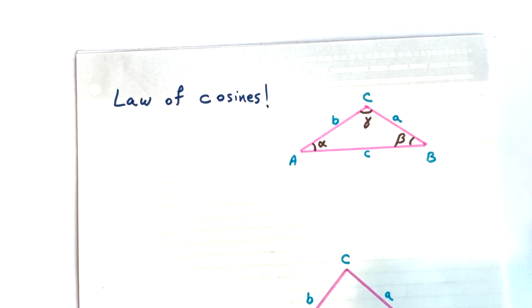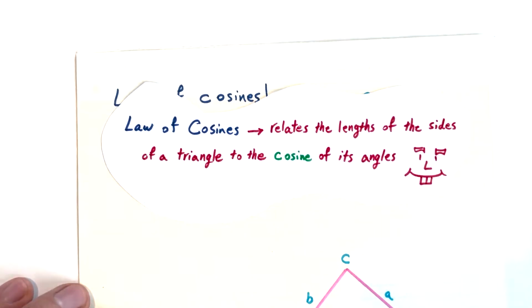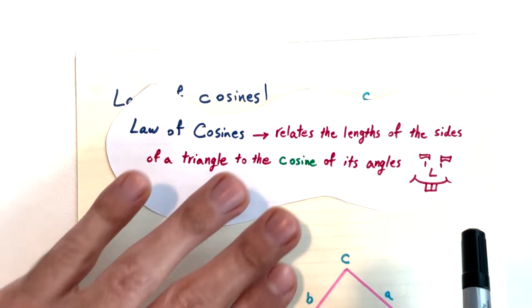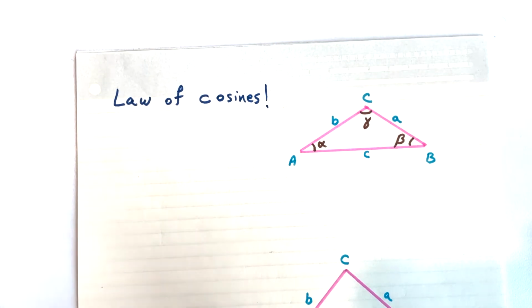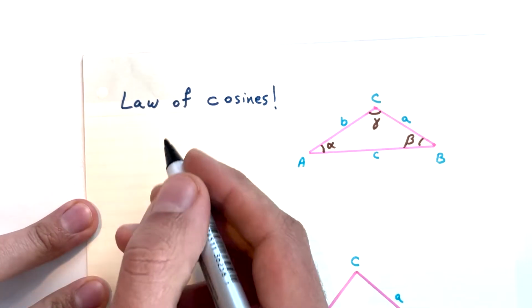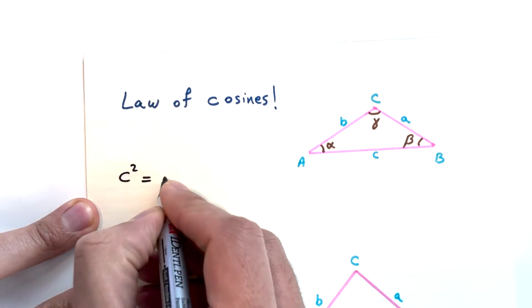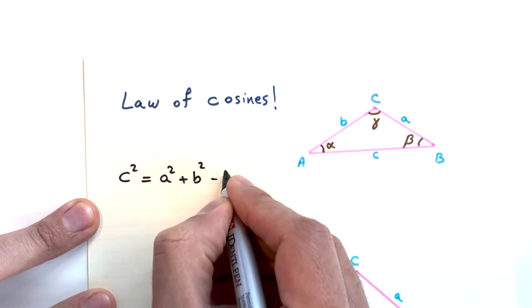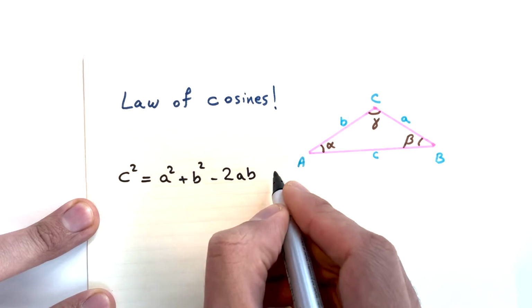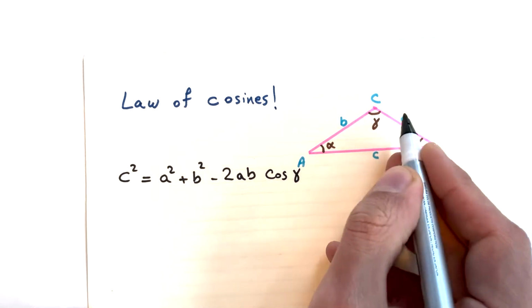In this video, we are going to discuss the law of cosine. The law of cosine relates the length of the sides of a triangle to the cosine of its angles. So if we look at this triangle here, we can write down the law of cosine like this: c square is equal to a square plus b square minus 2ab cosine gamma.